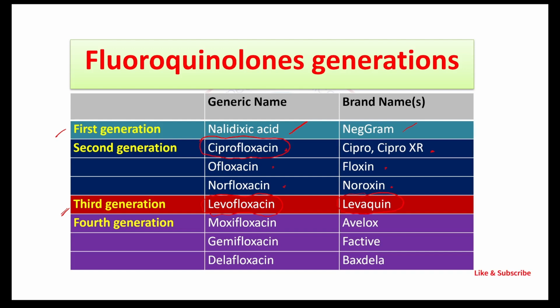Okay. Moving to the last generation, the fourth generation, we have moxifloxacin, gemifloxacin, and delafloxacin. Moxifloxacin, brand name Avelox; gemifloxacin, brand name Factive; then delafloxacin, brand name Baxdela. So we have three medications belonging to the fourth generation. This is the group of medications belonging to the fourth generation.